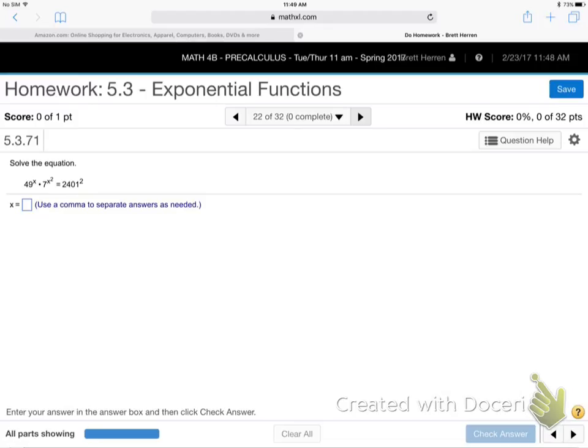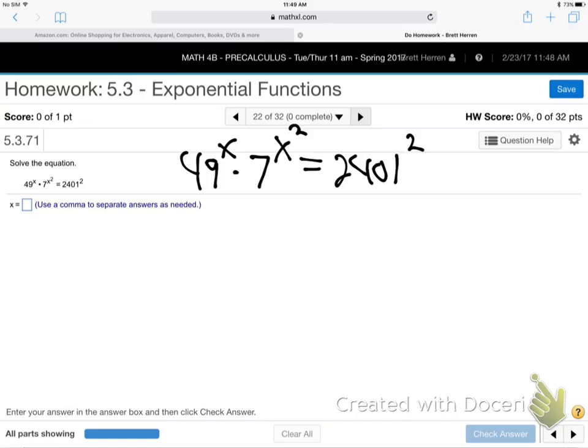Okay, so let's try that one. 49 to the x, 7 to the x squared, 2401 squared. All right, so when you see all those, remember the name of the game: make the bases the same. And you want just one base on each side. So as you look at 49, 7, and 2401, what's your hunch of the smaller number you can make them all the same base for?